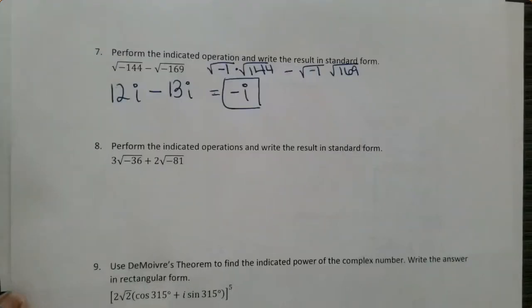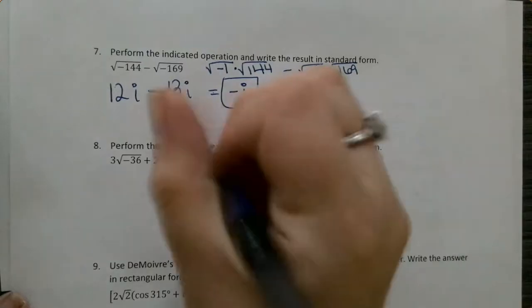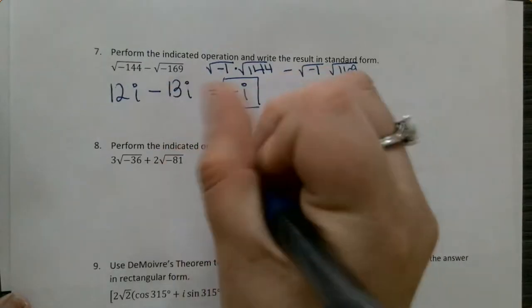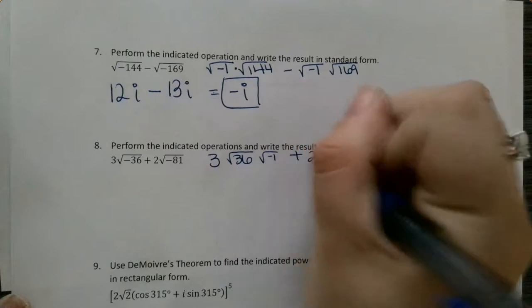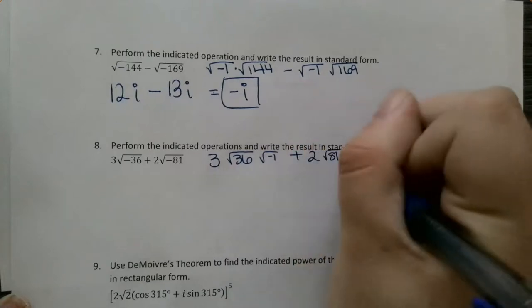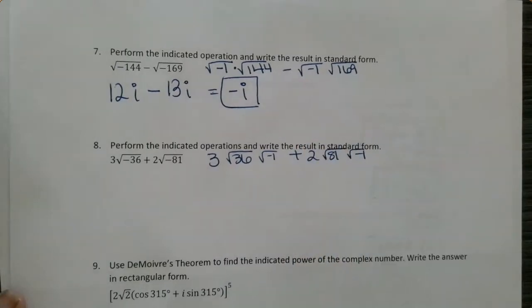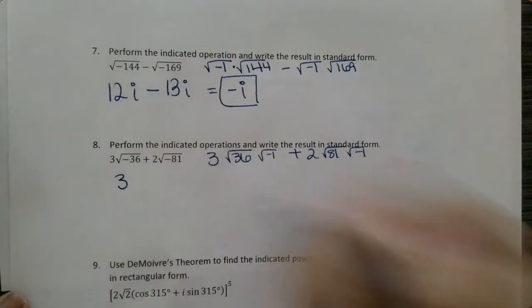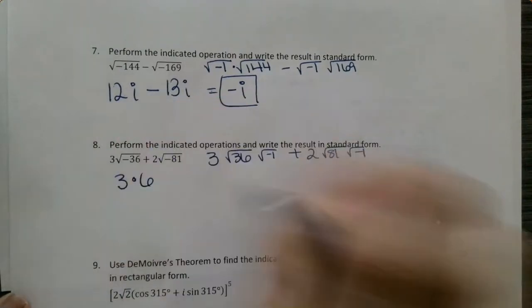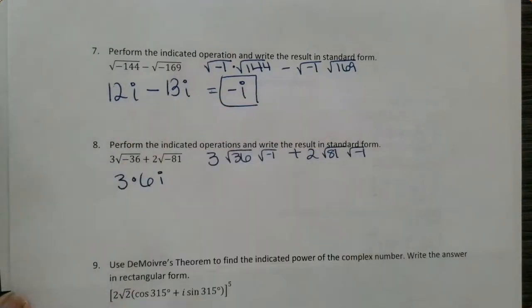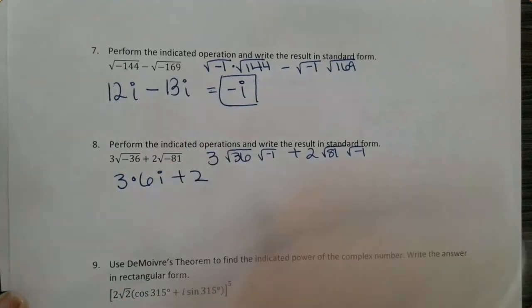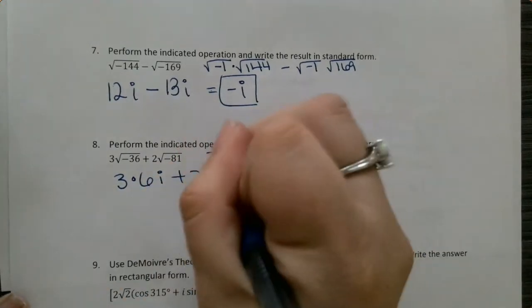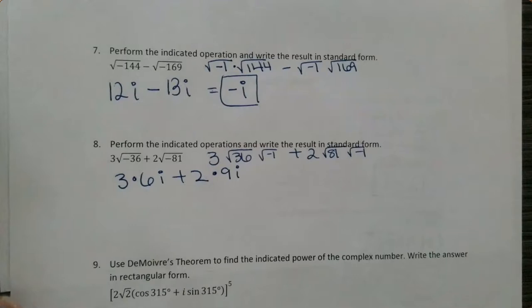So same idea on number 8, except this time I have outside numbers. I'm going to rewrite this as 3 times the square root of 36 times the square root of negative 1 plus 2 times the square root of 81 times the square root of negative 1. So then the square root of 36 is 6. Square root of negative 1 is i. Then I have that 2 on the outside. Square root of 81 is 9. Square root of negative 1 is i.